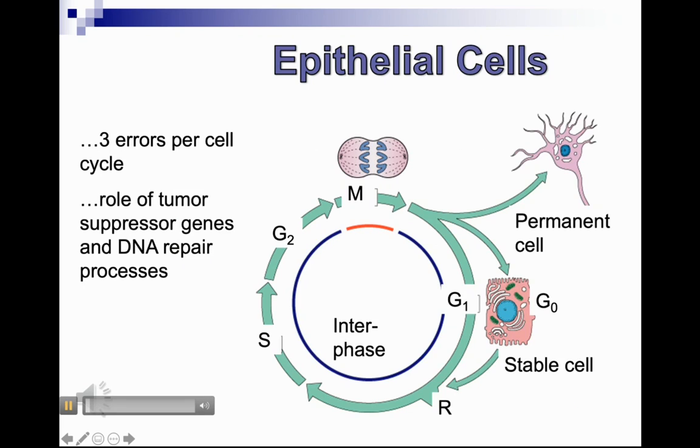Cancer arises most often from epithelial cells because they are so rapidly dividing. Notice that there are usually 3 replication errors made per cell cycle. But we have tumor suppressor genes, and when they are healthy, these errors are repaired. Tumor suppressor genes help promote DNA repair processes so that the cells that are produced during the cell division process are healthy. When you have mutated tumor suppressor genes, then those errors are not repaired, and that helps promote the development of malignancy.